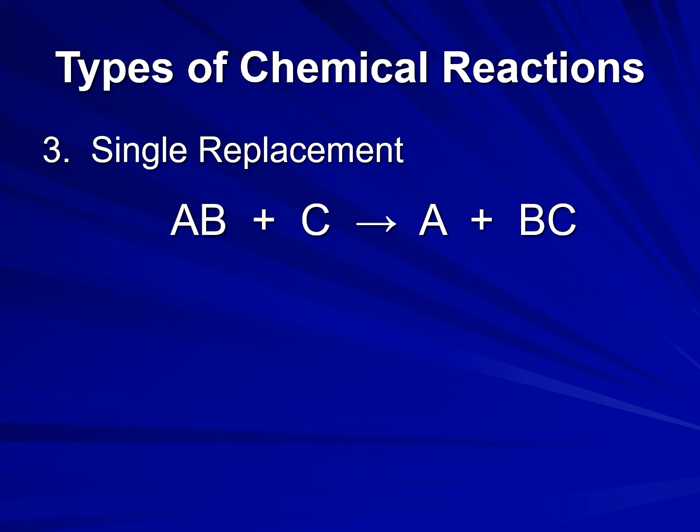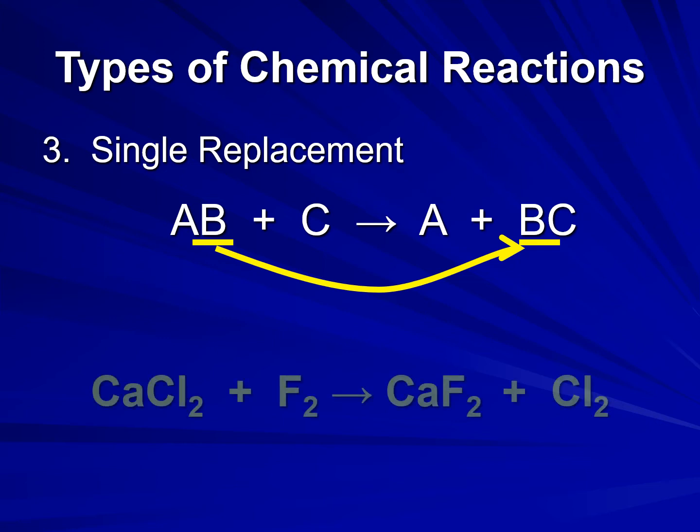Okay? We placed one element over onto another one. So you've got one single replacement. Sometimes they refer to it as a displacement. But either way, single replacement or displacement, you've got one single element there. B is going to leave A and go to C.